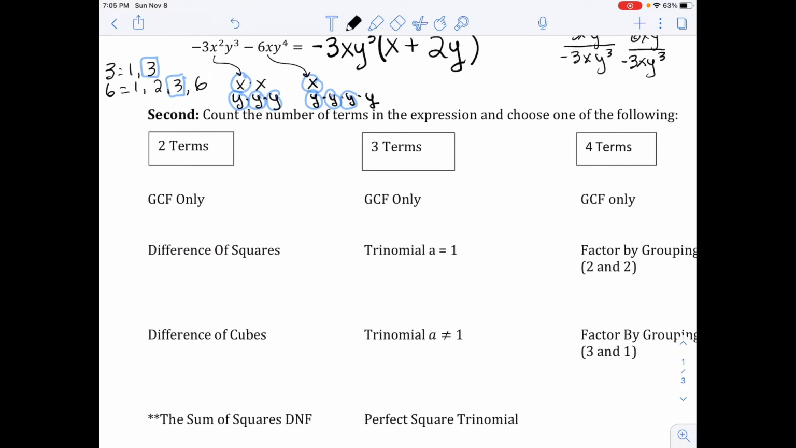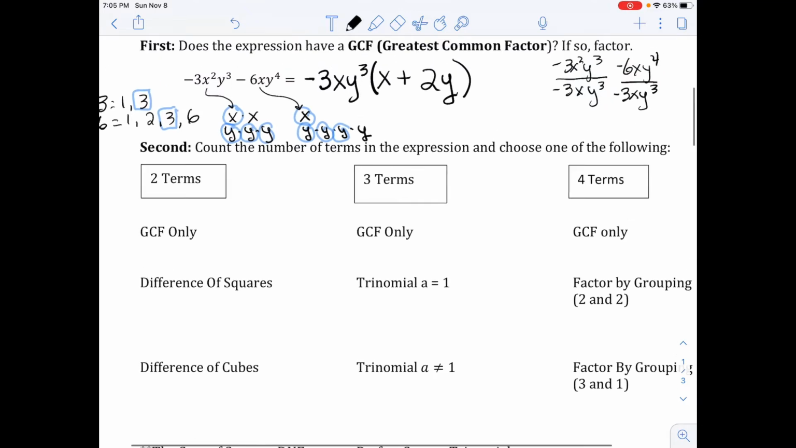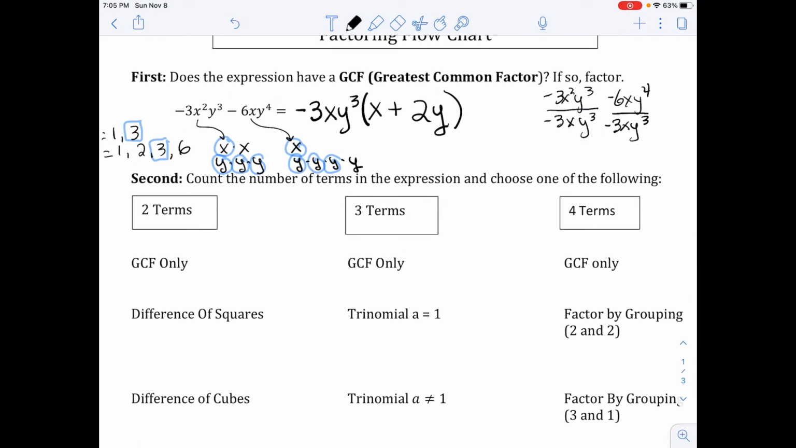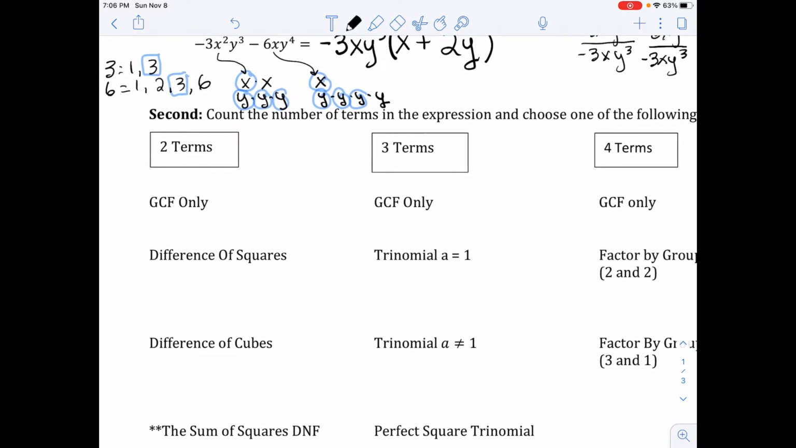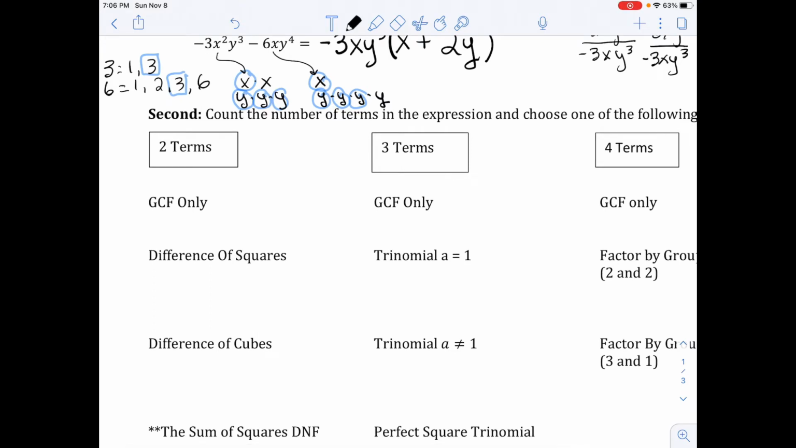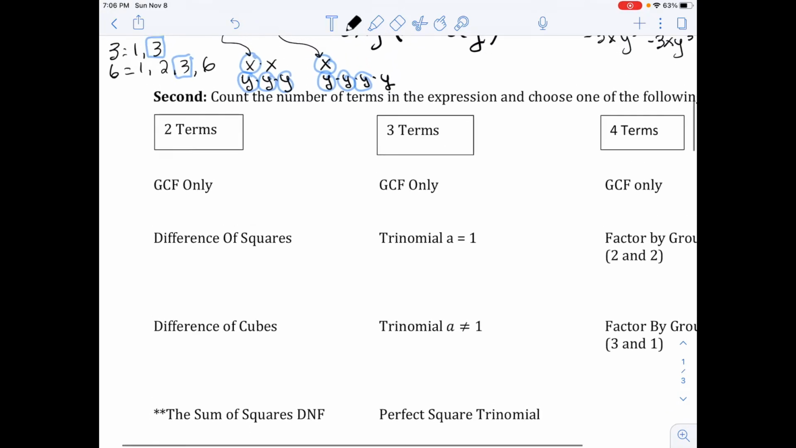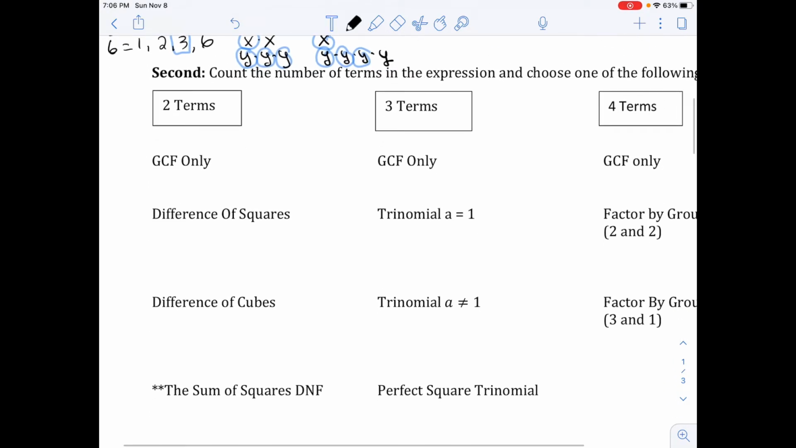Second, you're going to count the number of terms that you have after you've taken out the GCF, and you're going to choose one of the following. If it is 2 terms, you've got 3 choices there. Maybe it's just a GCF, like the one we just did, and what's left over inside, x plus 2y, does not continue to factor. Maybe you factor out the GCF, and you're left with something called the difference of perfect squares. Or maybe you factor out the GCF, and you're left with the difference of cubes. And also this could be the sum of cubes.